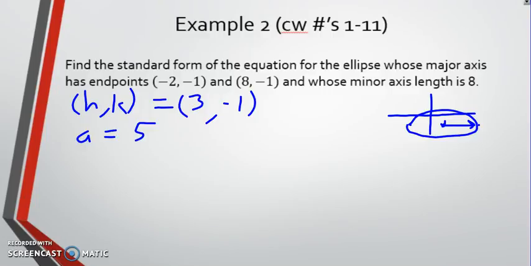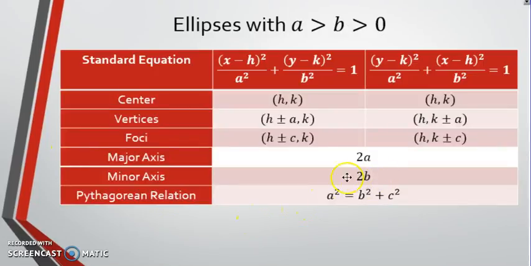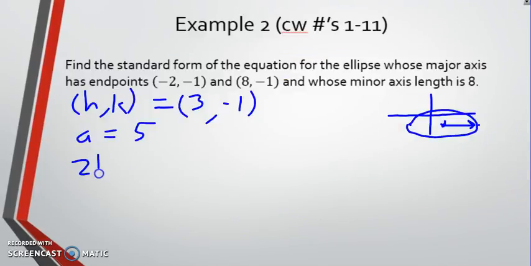They've also given us the minor axis length. So don't forget from the formula, the minor axis length is actually 2 times b, because it's doing the diameter all the way across the shape. So for our example, we have 2 times b equals 8, which means b equals 4.